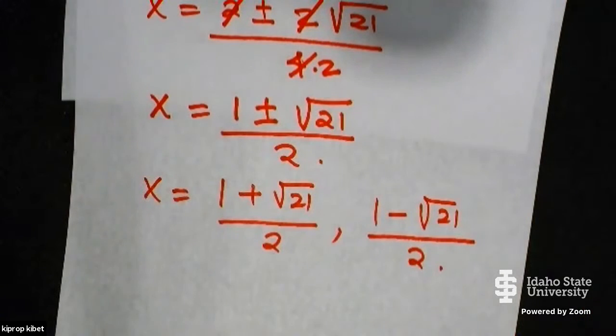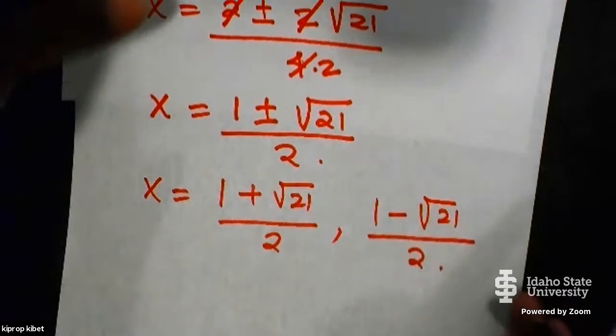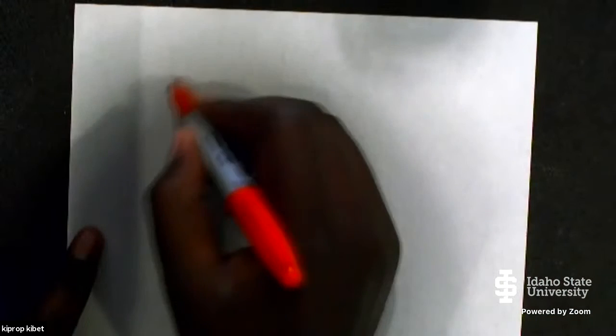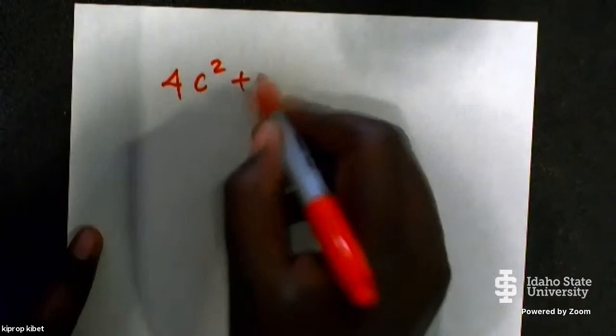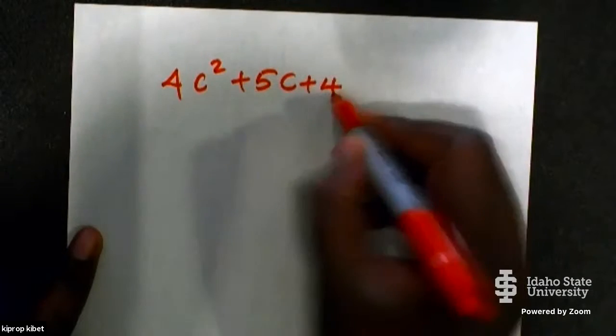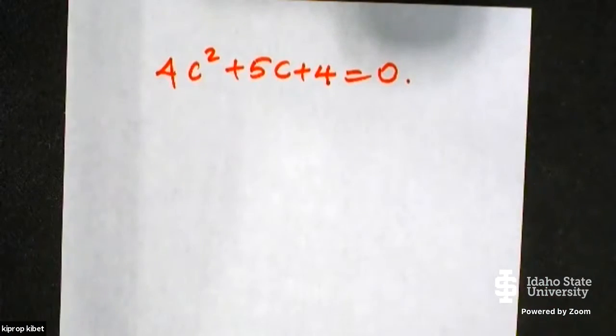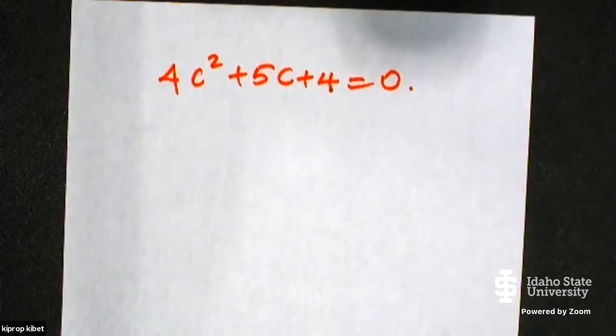All right, so we can do one more example, and then we'll go to section 9.5. So another example is 4c squared plus 5c plus 4 equals 0. Solve that one using the quadratic formula.